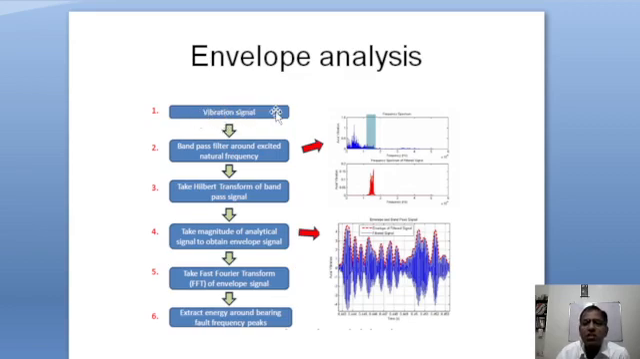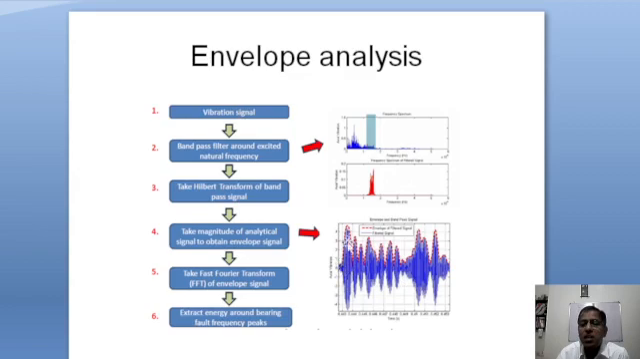First is a vibration signal, a faulty vibration signal. Then we use a band pass filter around excited natural frequencies. So we take a band pass filter particularly in the high frequency zone, then take the Hilbert transform of the band pass signal and take the magnitude of the analytical signal to obtain the envelope signal. Now these signals are enveloped.